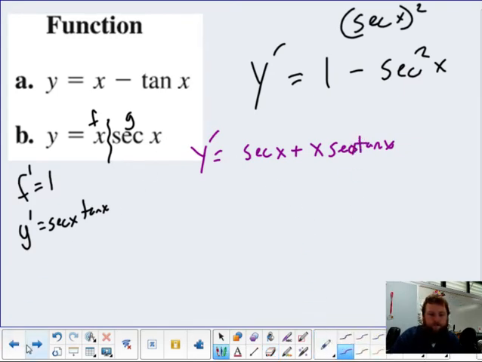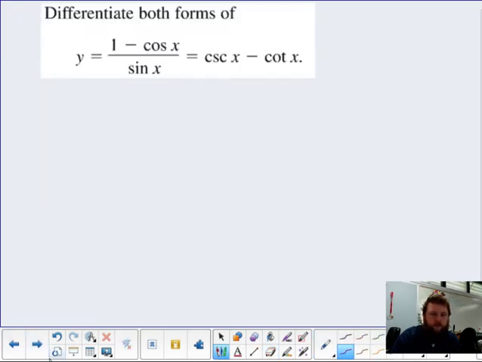That's it. All right. Sometimes we can differentiate both these forms differently. So I've got y equals (1 minus cosine of x) over sine of x equals cosecant of x minus cotangent of x. And these are both different ways of writing this. And I want to show you that we can differentiate these both and they'll still be equivalent.